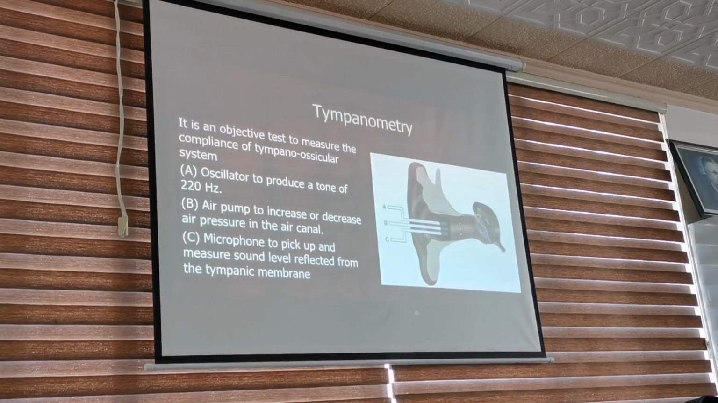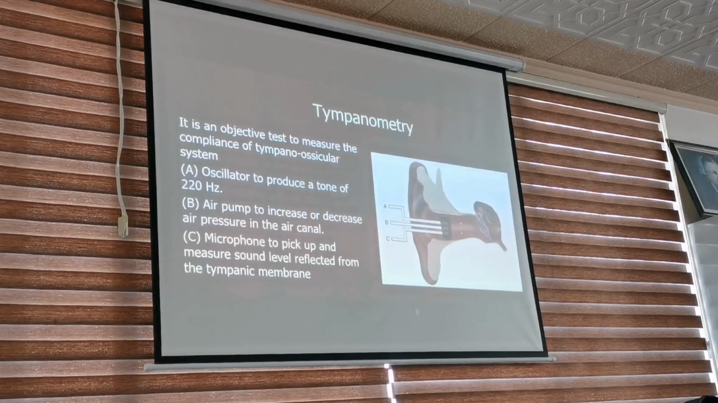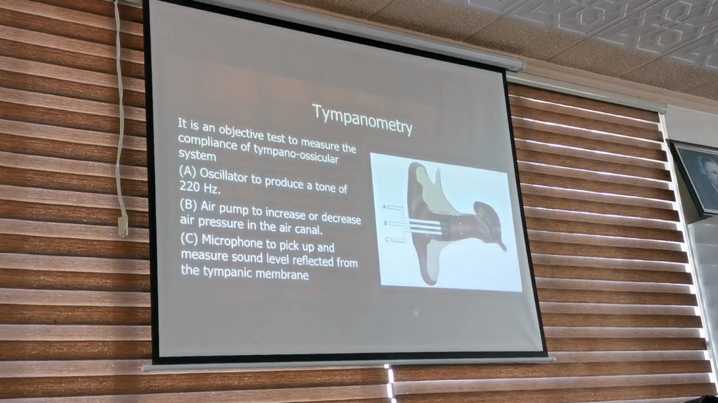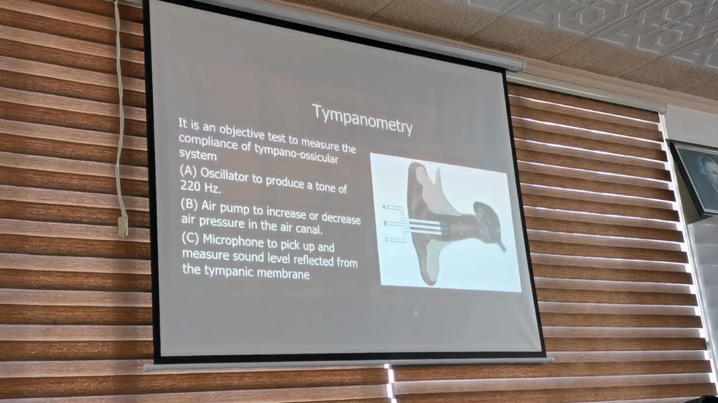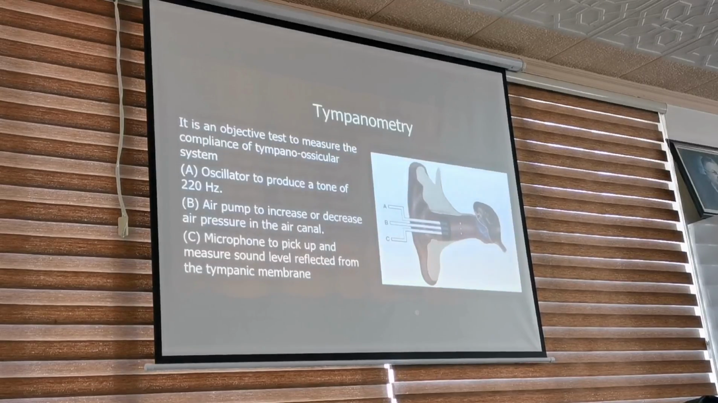If this negative pressure becomes more prolonged, more than 10 days, 1 month or 2 months, what will happen? What will happen in the middle?